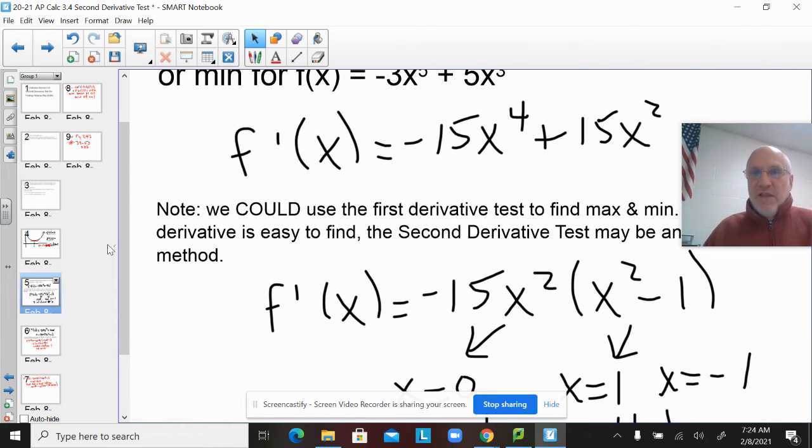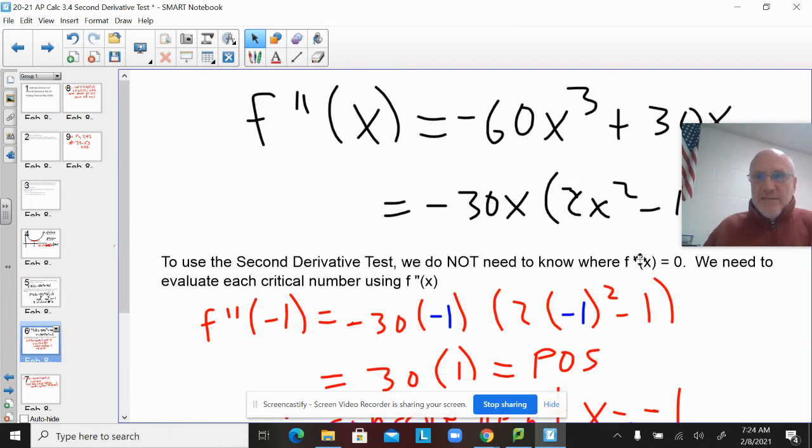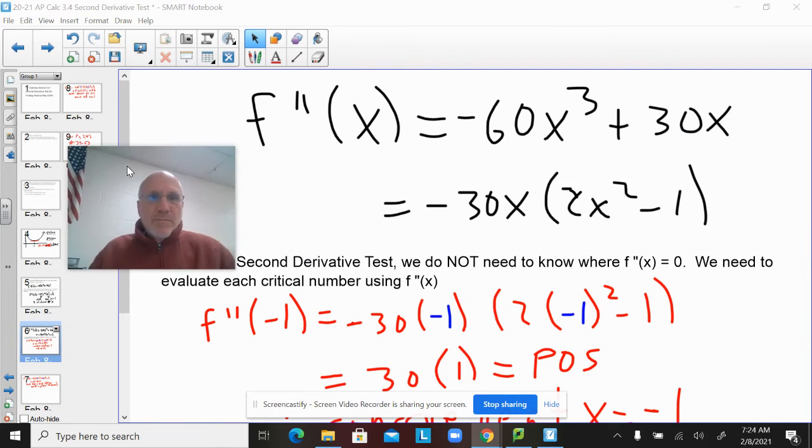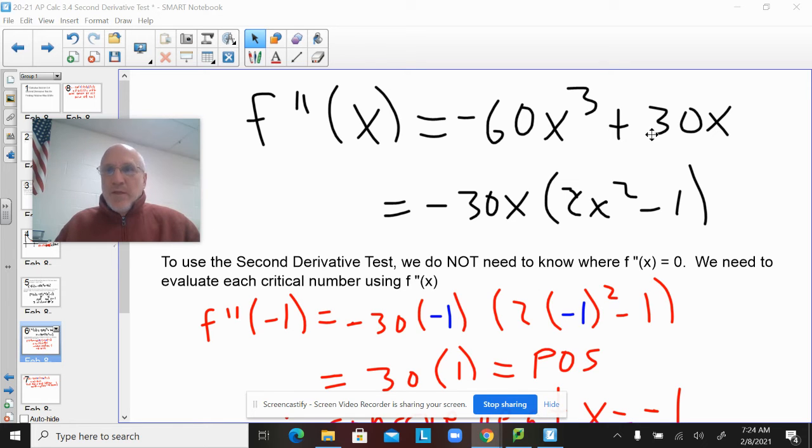There's my first derivative, negative 15x to the fourth plus 15x squared. To take the derivative of that is not difficult. So my second derivative, here it is. It is negative 60x cubed plus 30x. And I factored out a negative 30x. I get 2x squared minus 1. There's my second derivative. Again, I do not need to know where that second derivative equals 0 or is undefined.